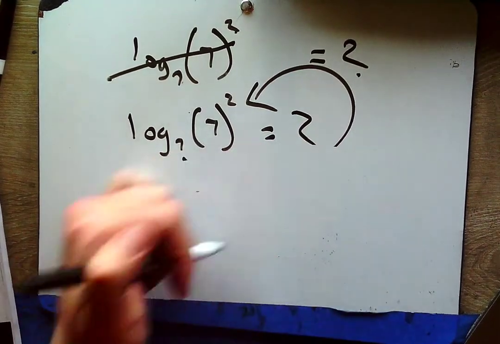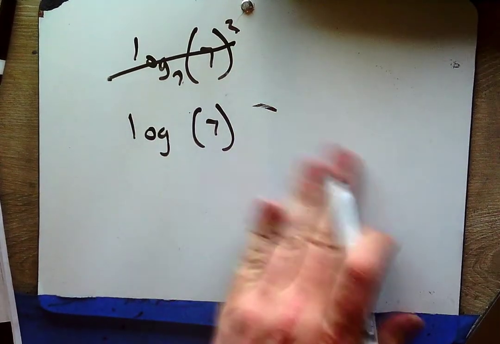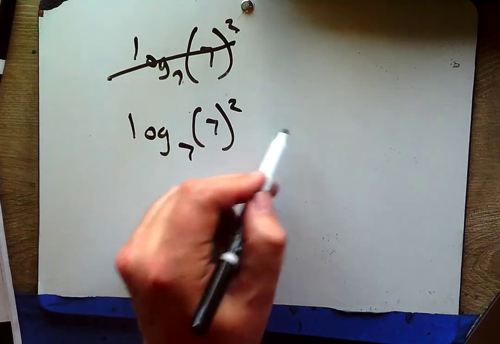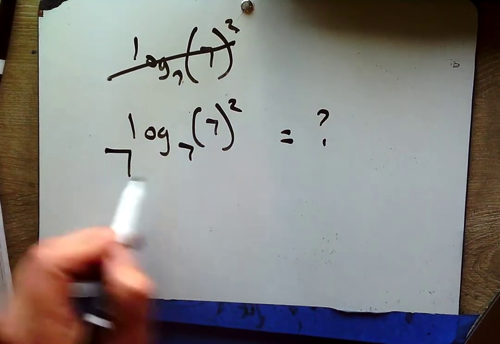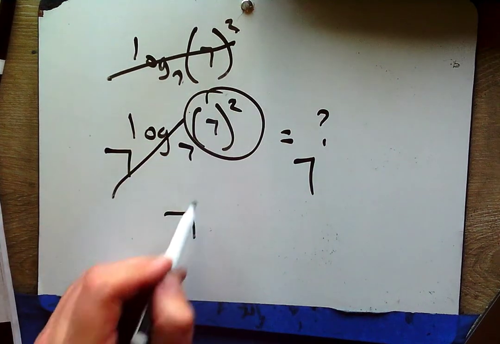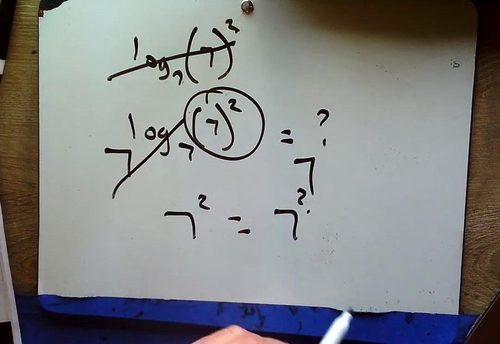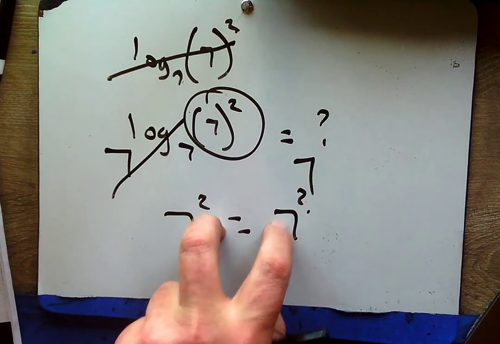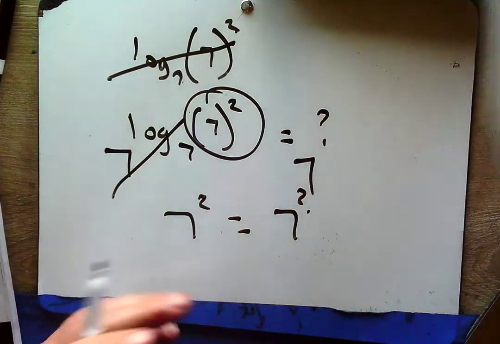You could even say that you'll exponentiate. Cancel. I get 7 squared equals 7 to the question mark. And I get to that same place. Okay? All right. How about this one?